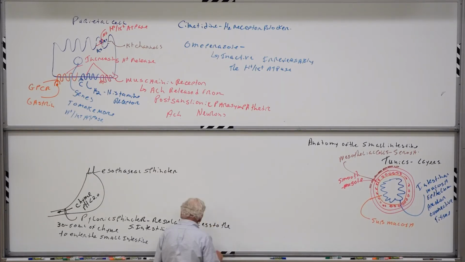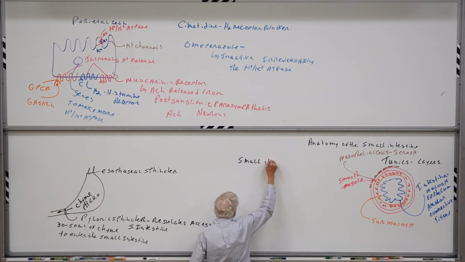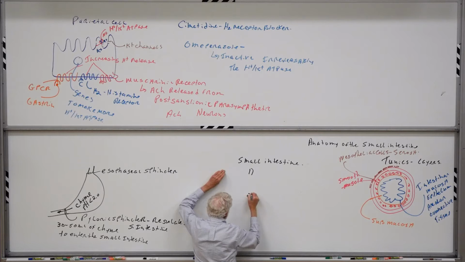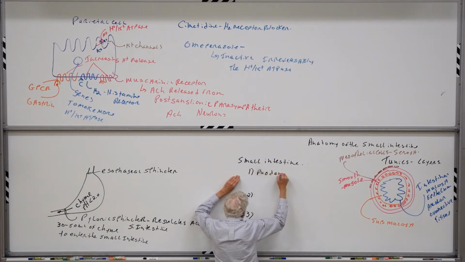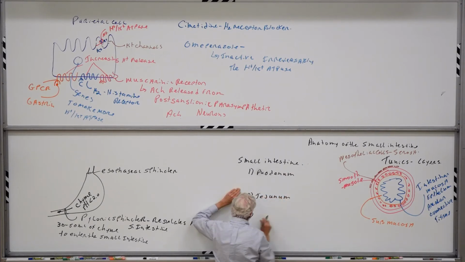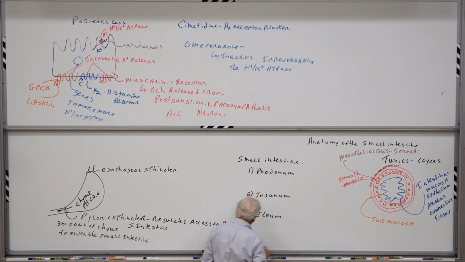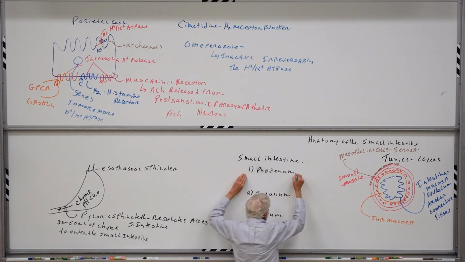Now, I need to spend just a minute here talking about parts of the intestine. So the small intestine is divided into 3 regions. The first is the duodenum. Second is the jejunum. And the third is the ileum. The duodenum is actually fairly short. It's only about 12 inches.